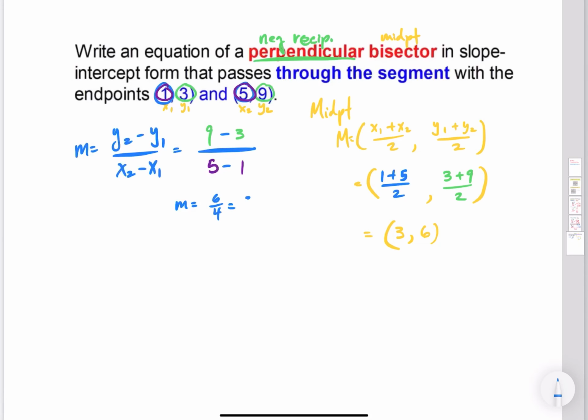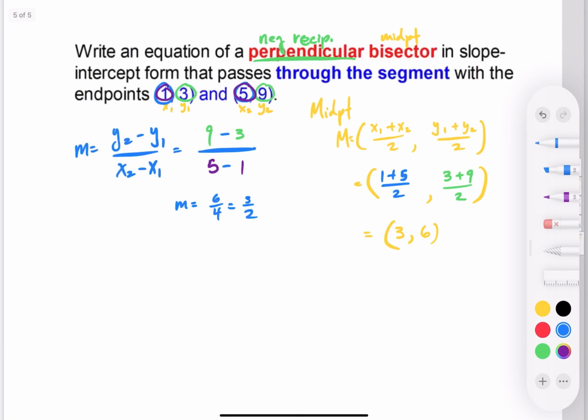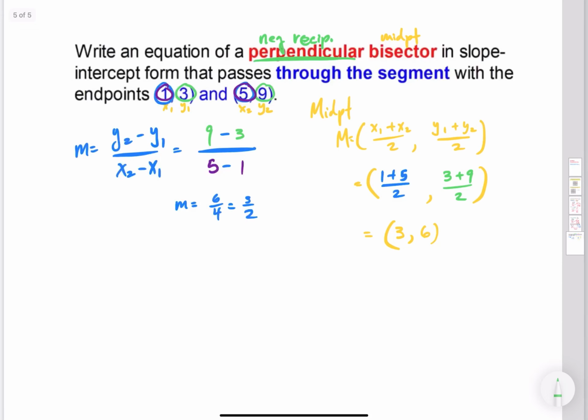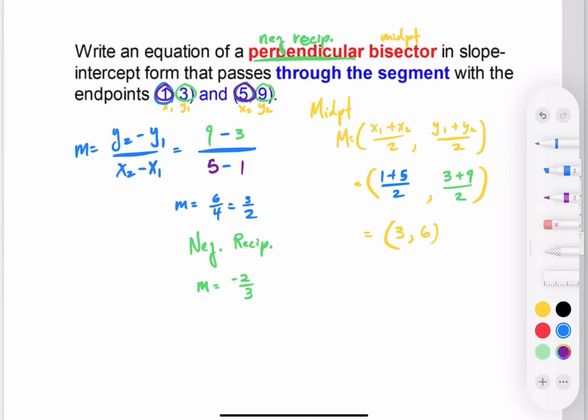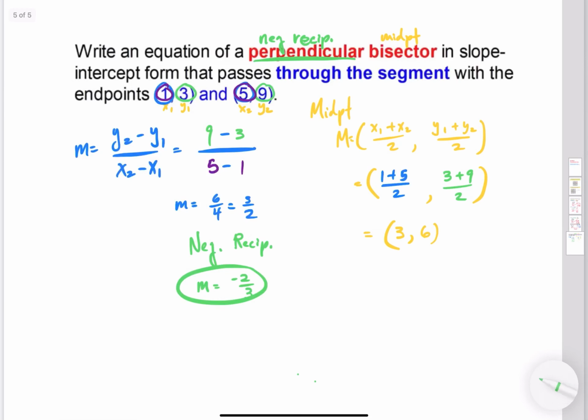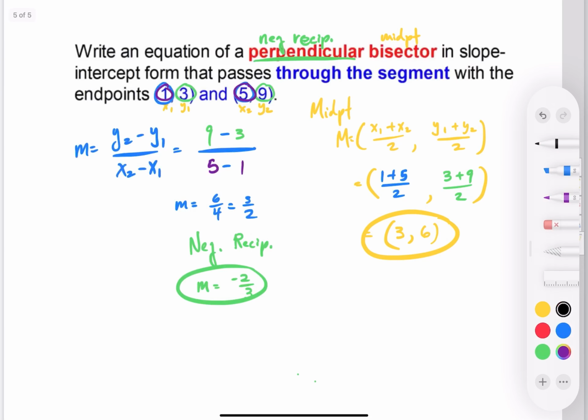which we could simplify to 3/2. Now remember, we stated earlier that the slope, because it's perpendicular, must be a negative reciprocal. So that means the slope of our new line, because it's a negative reciprocal, is going to be -2/3. We got to flip that 3/2 and make it its opposite. Okay, so now that I have this information, I'm going to use my slope that we just found, and we're going to use that point that it has to go through, which is this one over here, and we're going to go ahead and do the same thing that we did earlier.